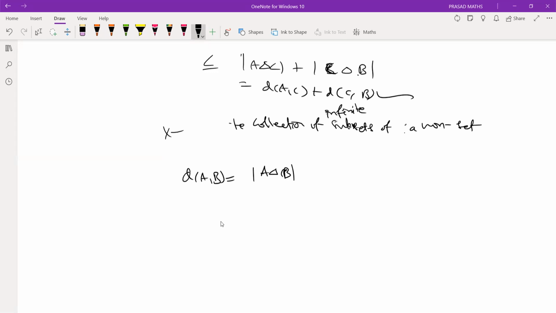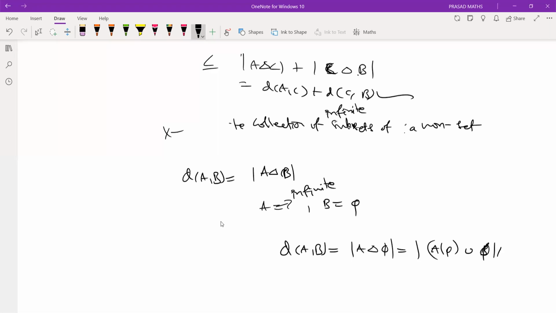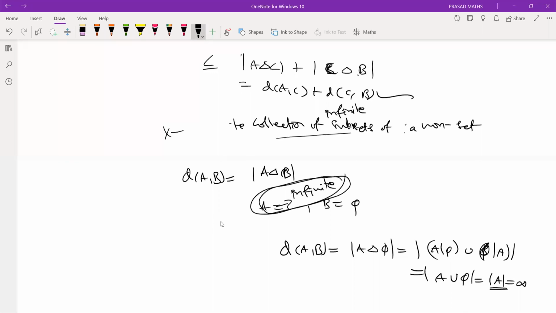Is it a metric? No, because I can take A to be an infinite set and B to be the empty set. What is the distance between A and B? This is A delta phi, that means A minus phi union phi minus A. A minus phi is nothing but A, and phi minus A is nothing but phi, so that is nothing but A. That means the coordinate of A is infinite because A is infinite. Understand? Therefore, you need to take the collection to be a collection of finite subsets of a non-empty set. Is it clear? Yes, sir.